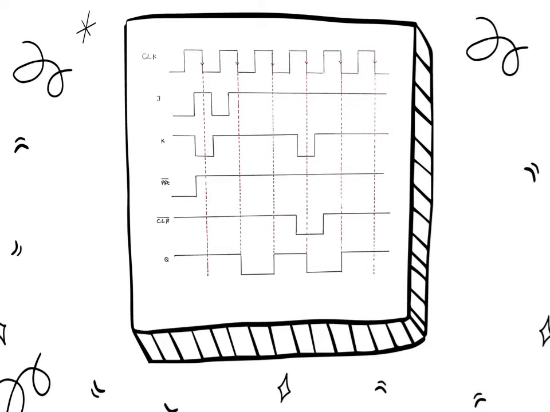So as we can see in this waveform, if preset or clear is active high, the output for Q will refer to the input of JK. If low, the output will refer to the asynchronous table.